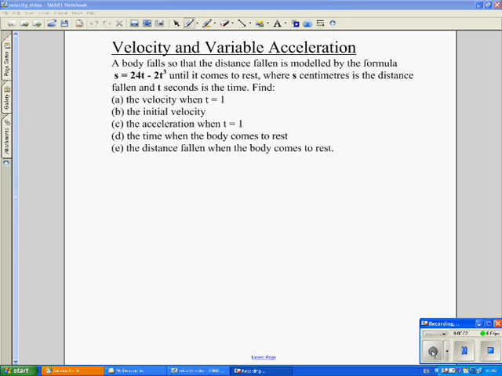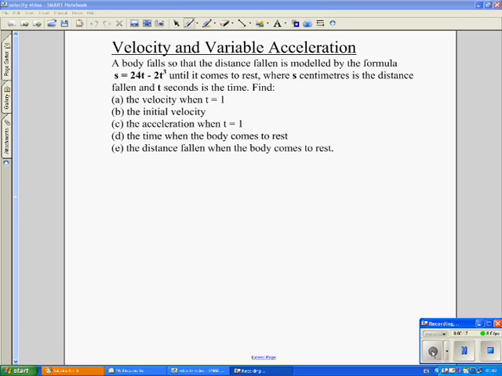In this question we're given a formula for distance, and this is going to involve finding velocity and variable acceleration. For part A, we need to find the velocity when t equals 1.